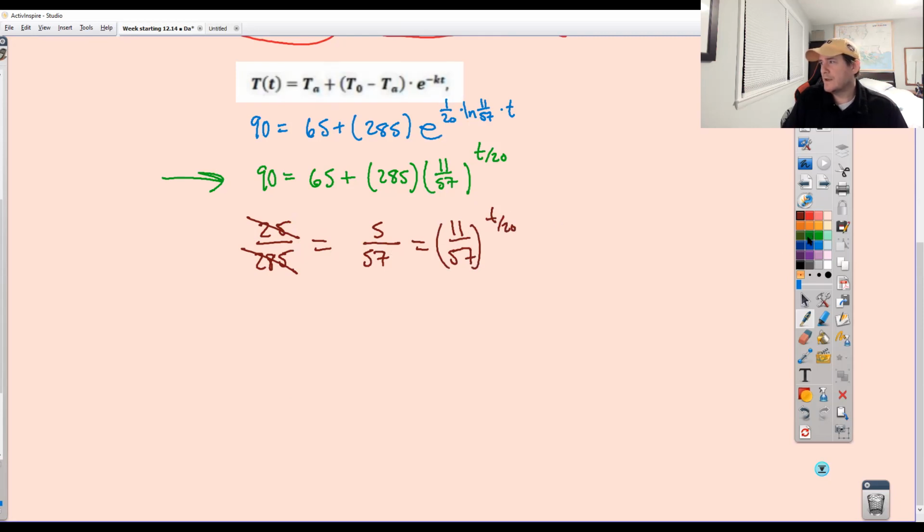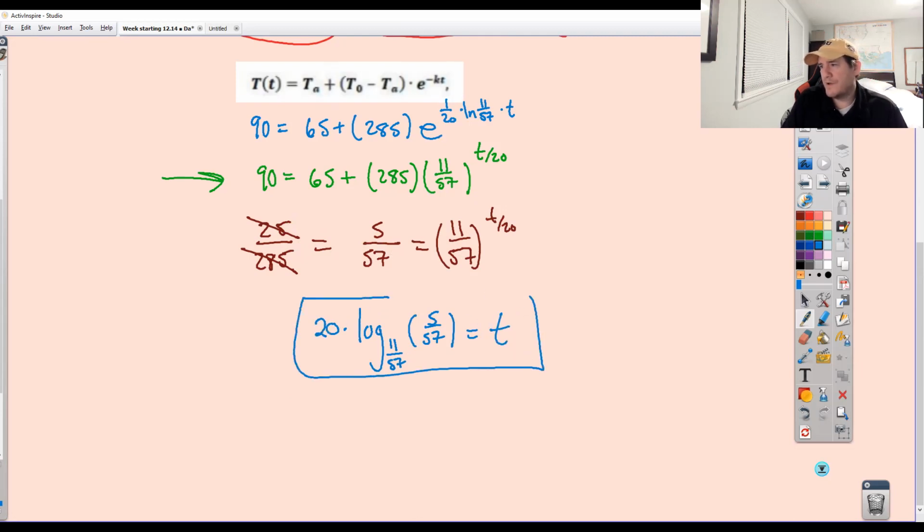Yoink, yoink. Take the log. You now have the log base 11/57 of 5/57 equals t over 20. So multiply by 20. And you're done. But no, you're not really, because you're actually going to be prompted to find the nearest whole number of minutes. So you do have to evaluate.